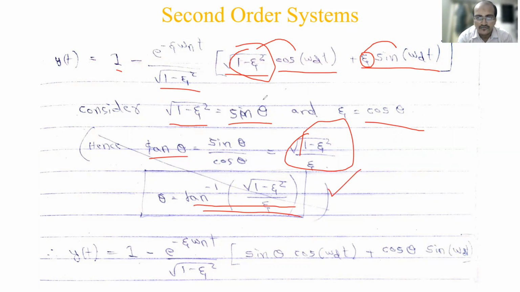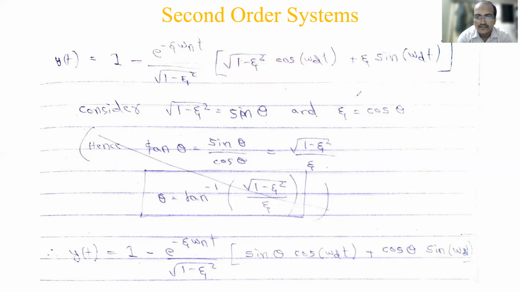So if I do that, what will be my formula now? It looks like this: y of t equals 1 minus, this is as it is outside. Here I have substituted sin theta into cos omega dt and then cos theta into sin omega dt. So now you have to use the sin a cos b plus cos a sin b formula. How I have applied it, I will show you in the next steps.